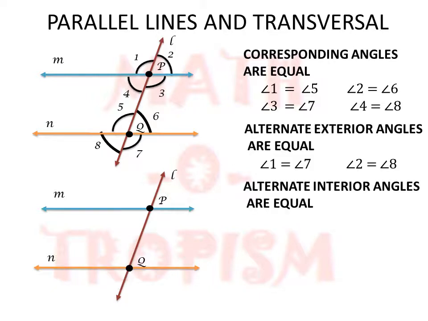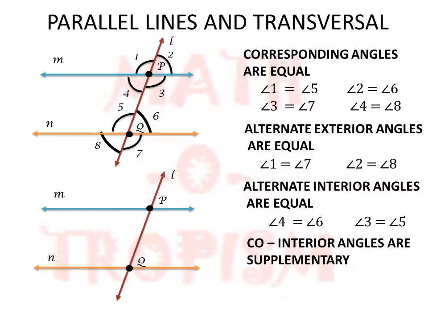Next comes the alternate interior angles. The same logic. If I take angle 4, then angle 4 will be equal to angle 6, which is on the other side of the transversal. Similarly, angle 3 will be equal to angle 5. Finally, the co-interior angles. Only the co-interior angles are supplementary. All other pairs of angles are equal. Only the co-interior angles will be supplementary. So angle 4 and 5 are supplementary.